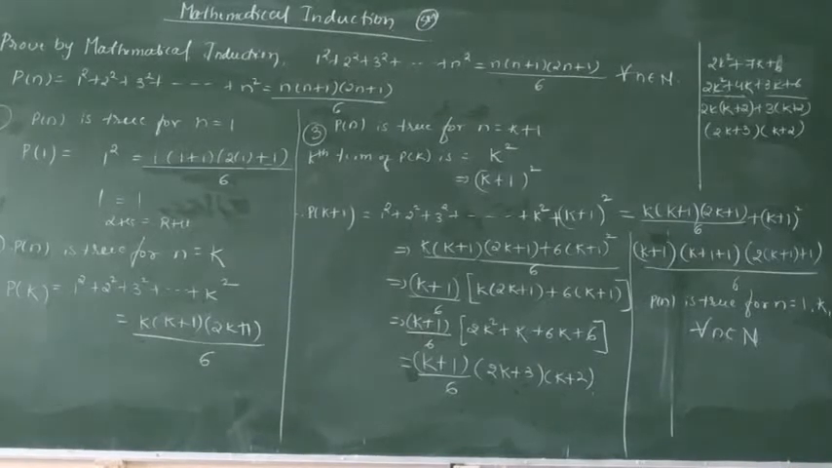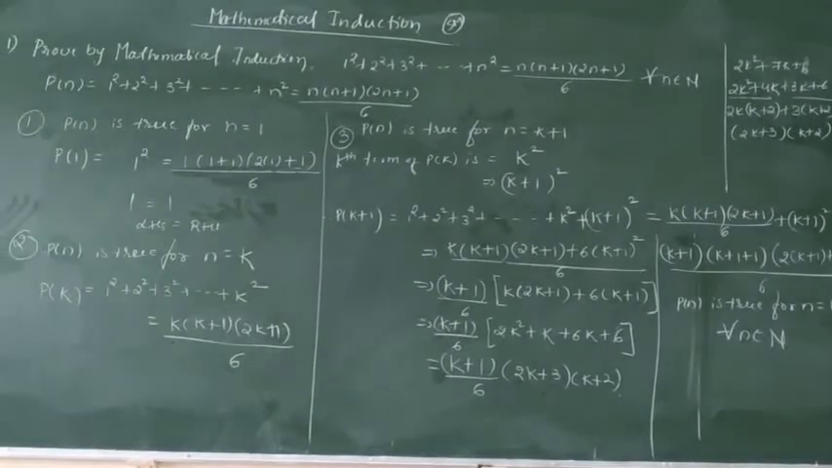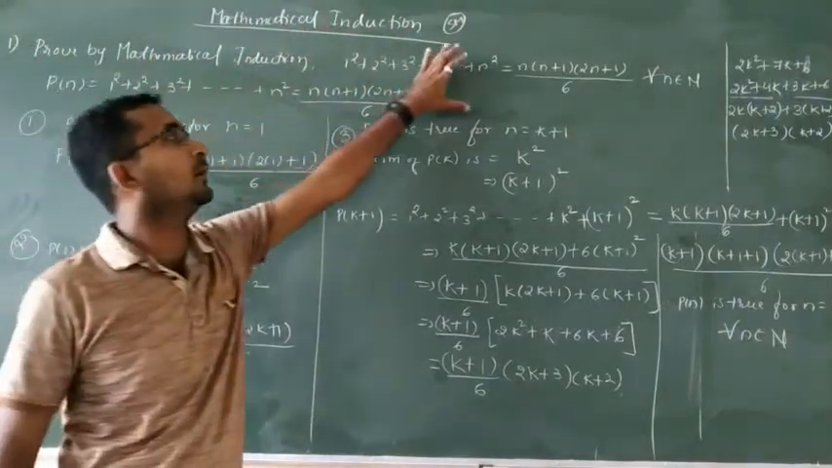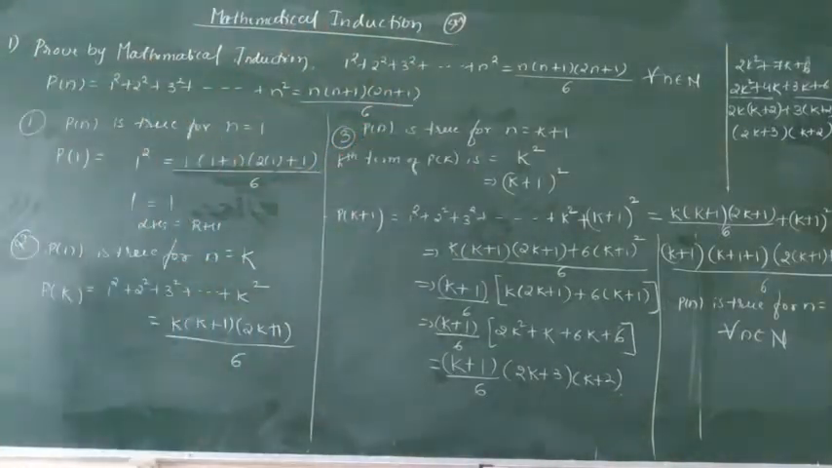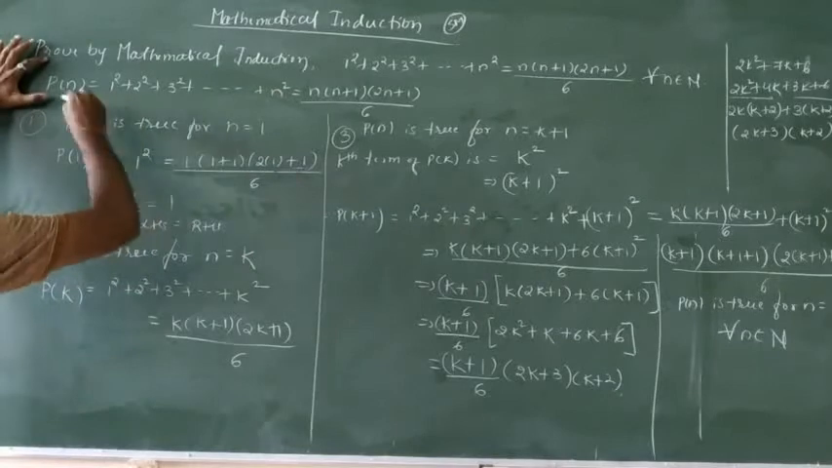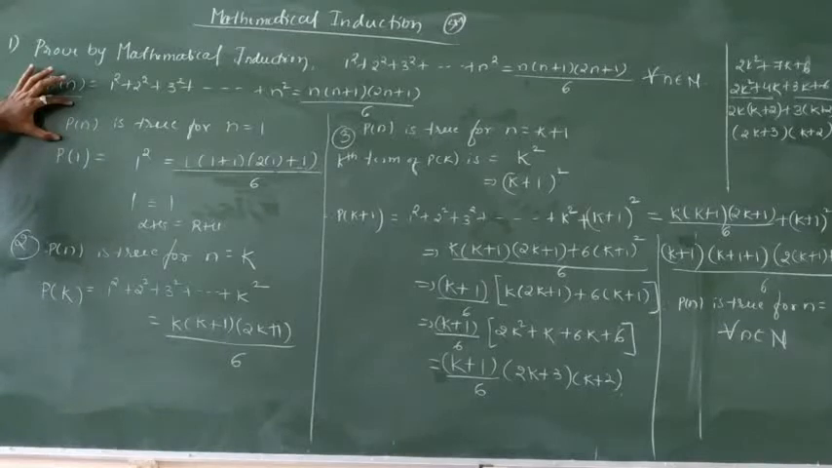So this is the example. Okay, so now again I am going to explain this one. Here the given condition is prove by mathematical induction for this statement. You are going to solve this in very simple steps. First, I will consider this given statement as P(n). Next step, P(n) is true for n is equal to 1.